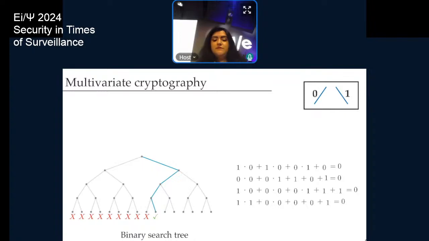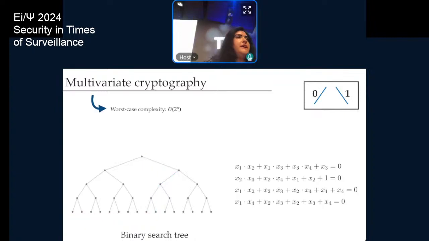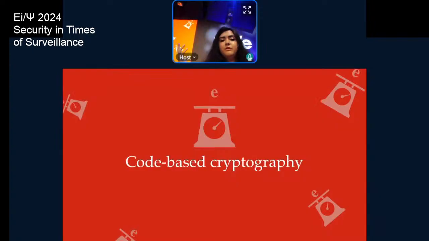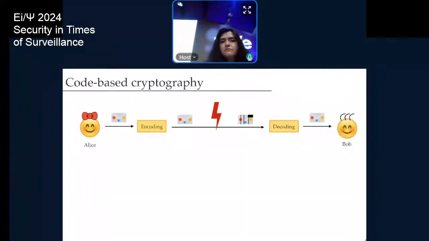And the complexity of this exhaustive search is, of course, 2 to the n if n is the number of variables, or q to the n if you're over a bigger field. Okay. So then the next type of crypto we have is this code-based cryptography.